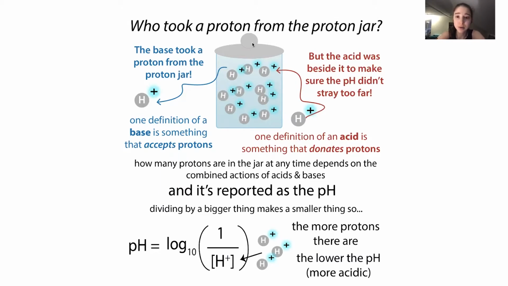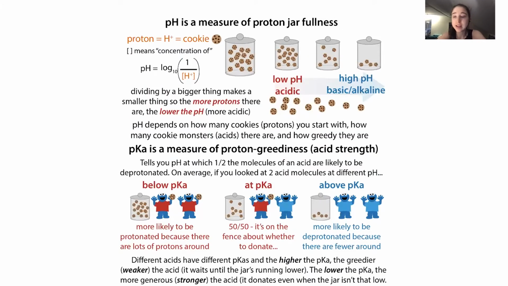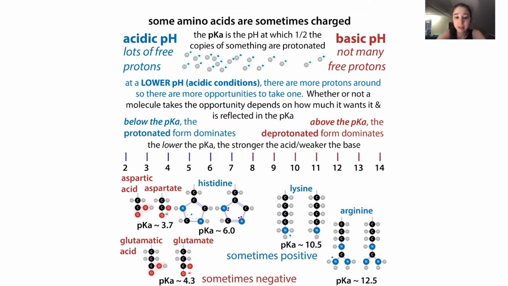I like to think of it as a proton cookie jar, where the pH is going to depend on how many acids and bases you have, and how greedy they are. So there are 3 amino acids that are often positively charged, and 2 that are often negatively charged. The 3 positively charged ones, we call these basic because they've acted as a base and they've taken a proton in the form we normally find them in. So basic is referring to the fact that in their neutral form, they act as bases and take a proton.